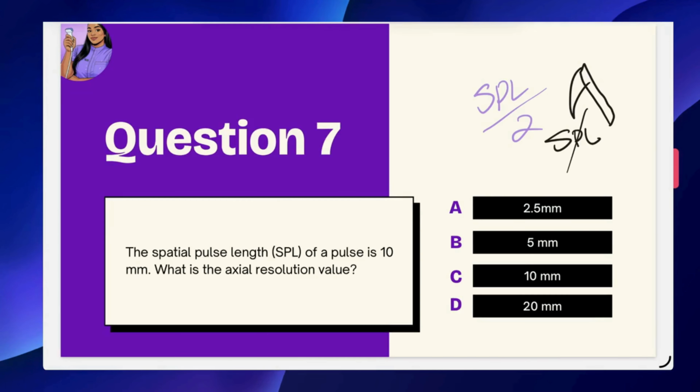All right, so you guys got it. If we know the spatial pulse length of a pulse is 10 millimeters, all we're doing is taking 10 and dividing it by 2. So 10 divided by 2, of course, is 5. So the axial resolution value would be 5 millimeters. All right, so good job.